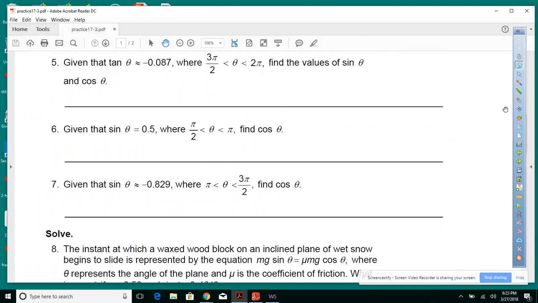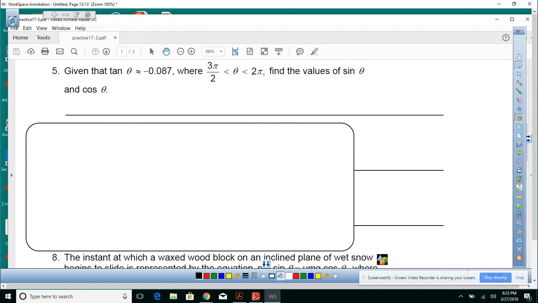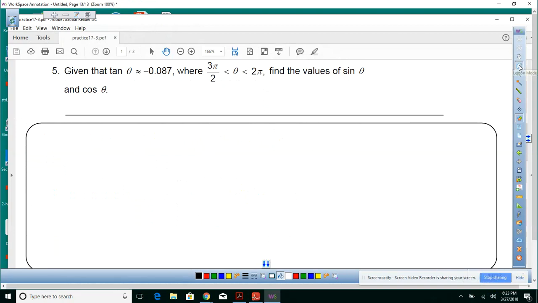Number 5. I'd like for you to try it on your own. Okay, and then when you get back, you can check your work against what I did.